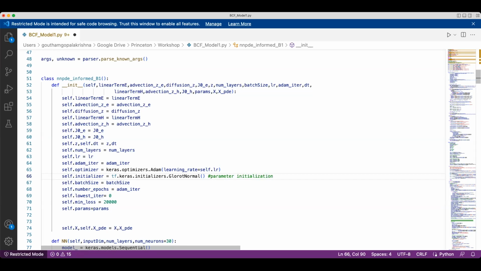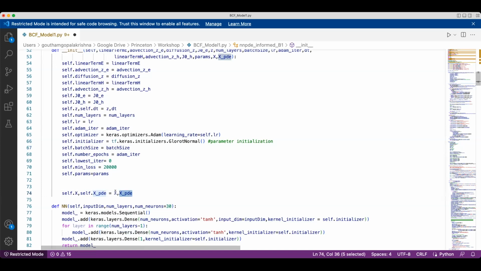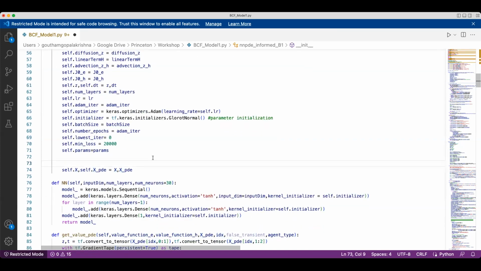And you have a hyperparameter called batch size. And you have a bunch of stuff that I'm going to use later. I'm going to show you. Once you have information on the state space, you just allocate it to the class instance as well.